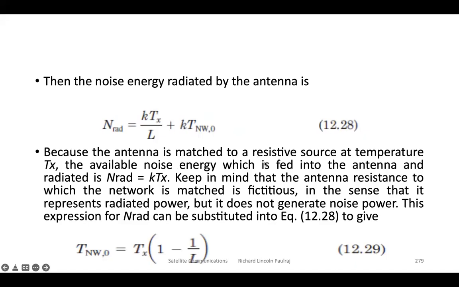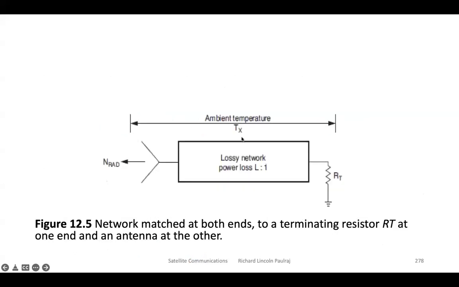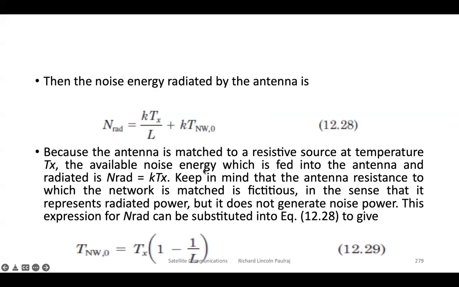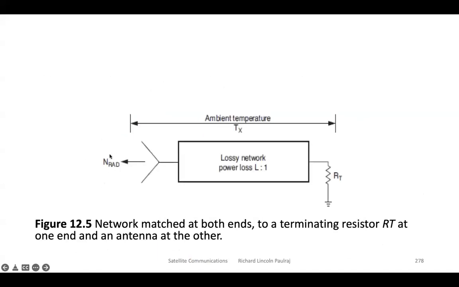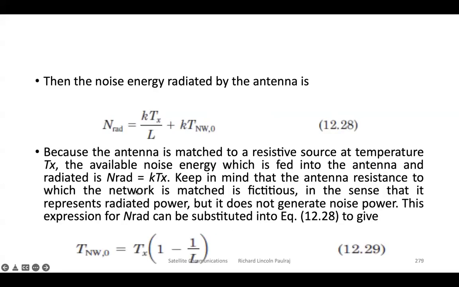So since we have a matched network, Tx, which was called your ambient temperature. Remember, we saw ambient temperature is represented with Tx, right? So the available noise energy which is fed into the antenna and radiated is Nrad. This is the radiated power, Nrad, which is nothing but K into Tx.